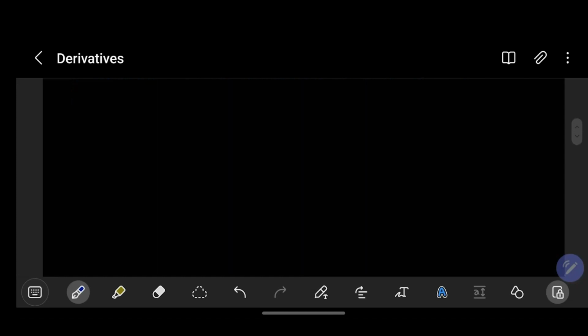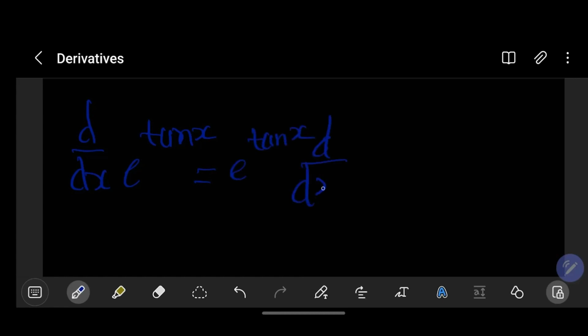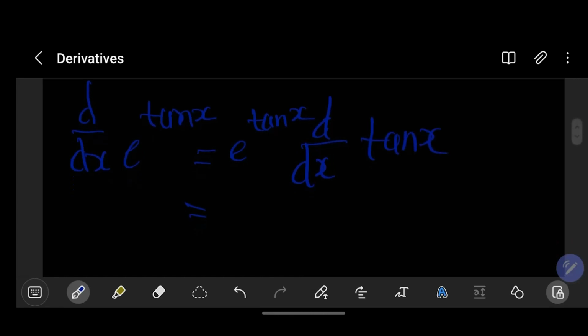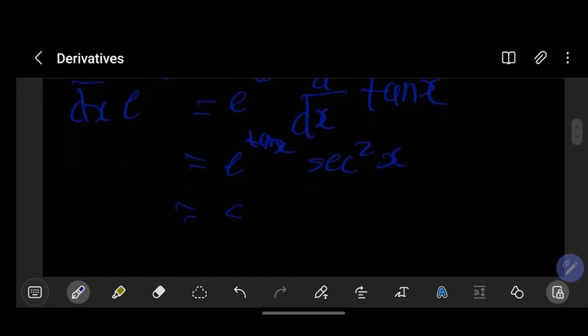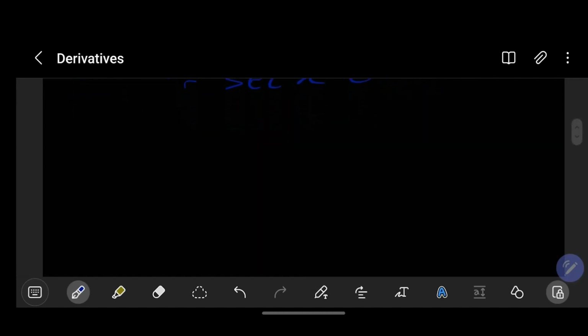Let's move on to something different. So let's look at d/dx of e to the tan of x. That's just equal to e to the tan of x times d/dx of tan of x. We know that the derivative of tan of x is sec squared x, so we are left with sec squared x times e raised to the tan of x. Okay, quite an easy example as well. Let's look at another one.